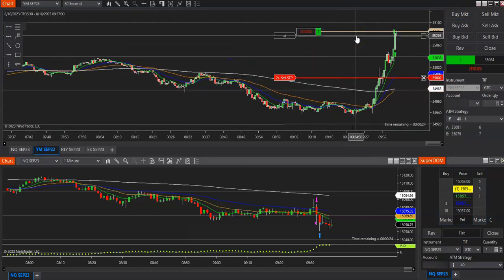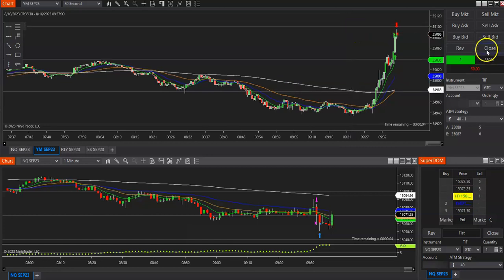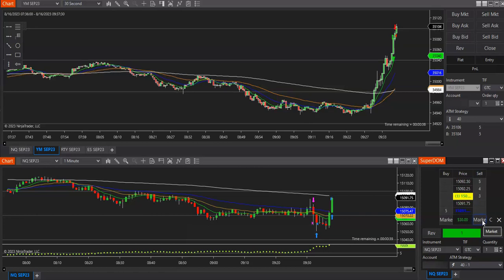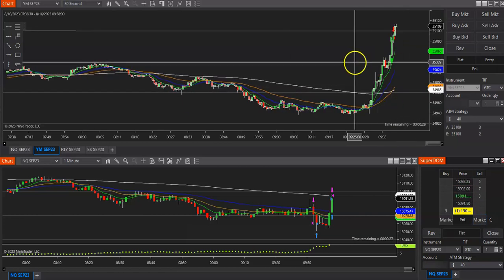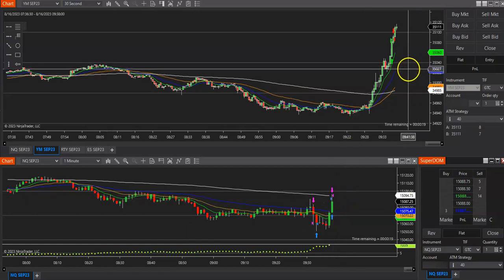YM is moving higher. See, we get a break of 100. The Nasdaq is popping up. Get some quick scalps. So you get that continuation. Here we go. See, it popped up right to that 200 moving average. As you can see, it's pulling back now.